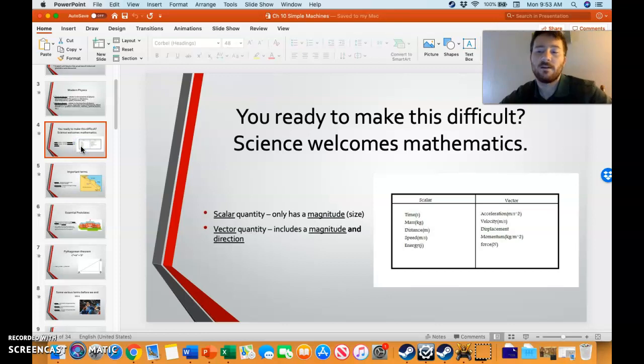Scalar and vector quantities. Scalar just has a size, vector has magnitude and direction. For instance, time doesn't have a direction. You don't say, I'm going 10 seconds north. But you would say, when you have a velocity, I'm going 10 meters per second north, or a force, I'm pushing 10 newtons to the south, whatever.